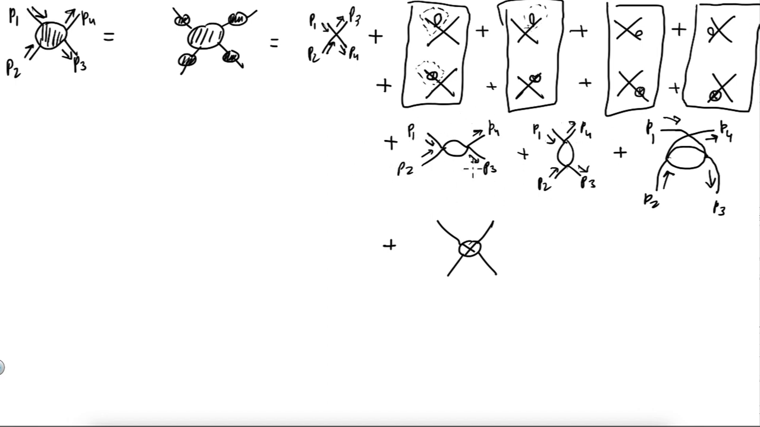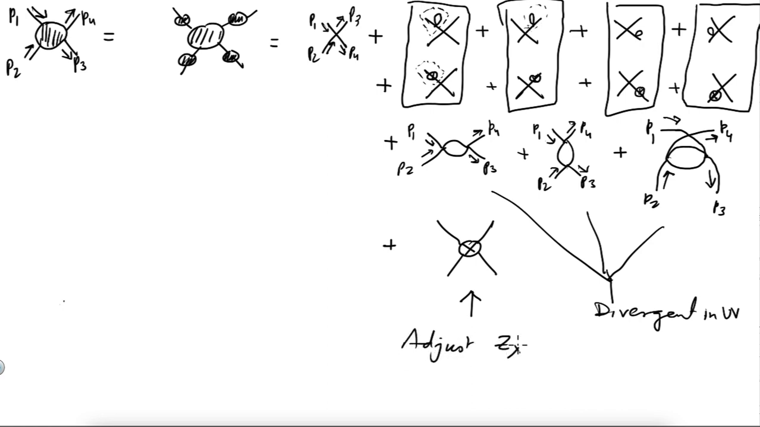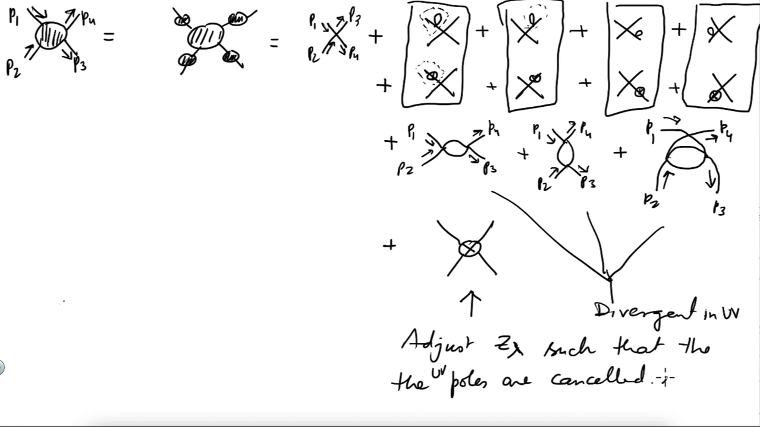But these are one loop diagrams that contain divergences, and we have a counter term available to us with a constant z lambda, which is still not fixed, and we will try to adjust that z lambda such that the divergences contained in these three diagrams, the sum of it is removed. So our goal is, so here let's write that these are divergent in UV, and our goal is to adjust z of lambda such that the UV poles are cancelled in the sum.